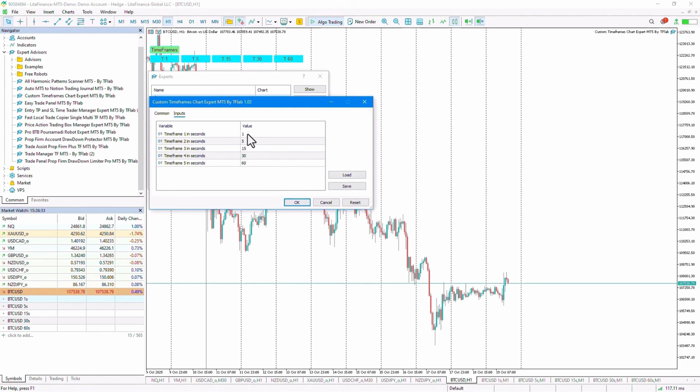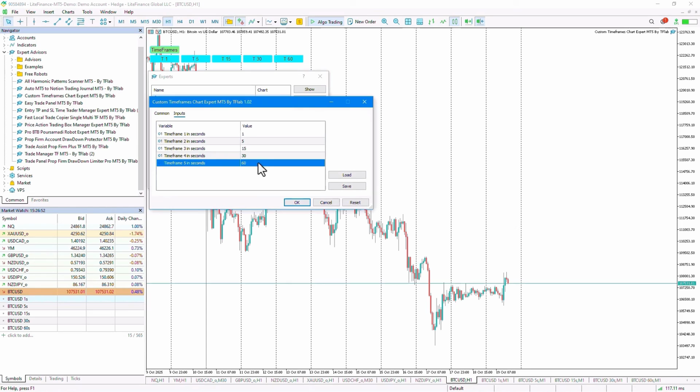By default, these 5 time frames are preset to 1 second, 5 seconds, 15 seconds, 30 seconds, and 60 seconds, which is also equivalent to 1 minute. These default values provide a range of short-term intervals for quick analysis, but they can be changed to suit different trading strategies or preferences. Well, friends, we have now reached the conclusion of this tutorial for the Expert Advisor.